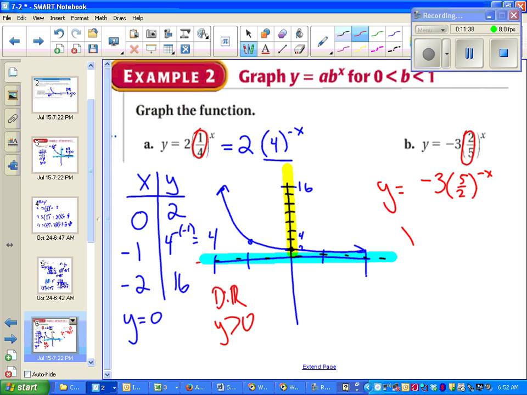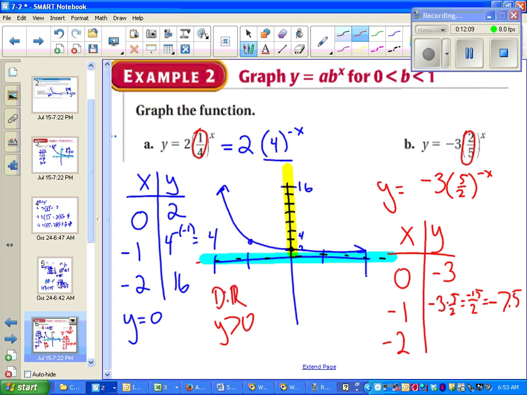Anything to the 0 is 1 times negative 3. 5 halves to the negative of negative 1, I should say, makes it positive 5 halves. So negative 3 times 5 halves, which is negative 15 over 2. We want that as a decimal so we can graph it. Next up, we have negative 3 times 5 halves to the positive 2, which is really 25 over 4. And we get negative 75 over 4. Once again, we'd rather have this as a decimal so we can graph it.